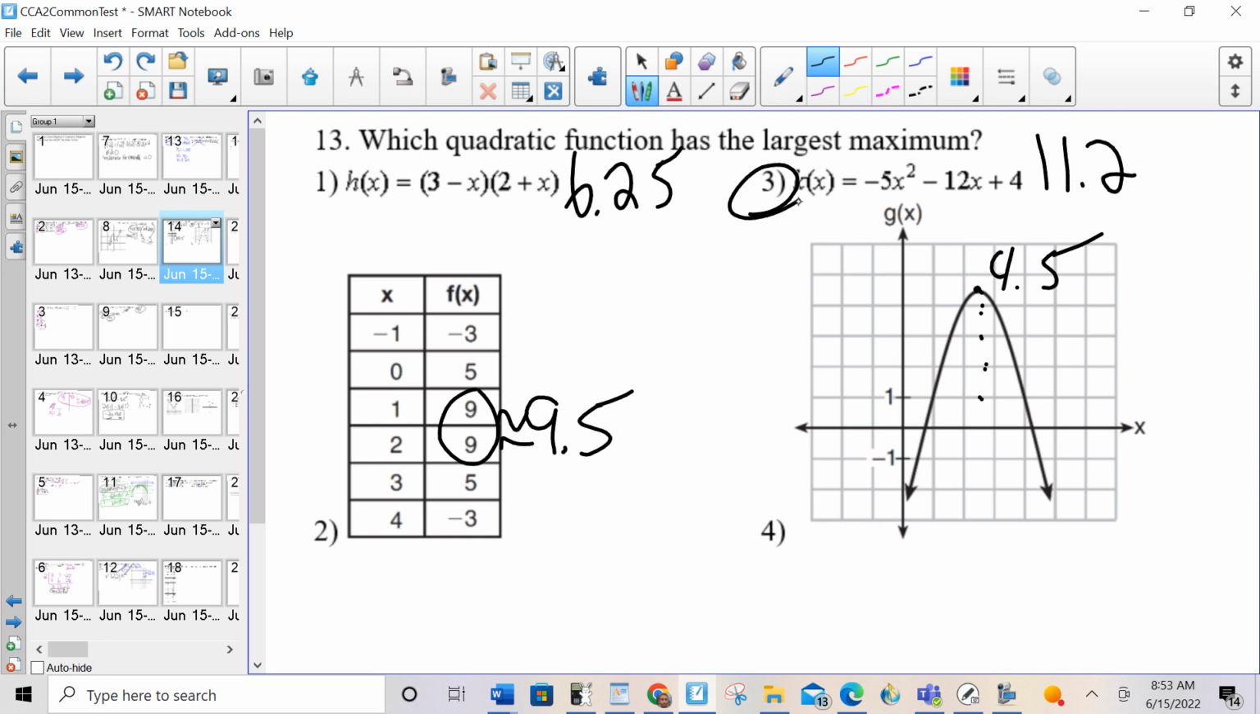It's not going to always ask for the largest. It could ask for a maximum. It could ask for a minimum. It could ask for a y-intercept. It could ask for an x-intercept. Regardless of what it asks for, find that for each of the functions, and then tell me which one is the biggest or the smallest or whatever it's asking.